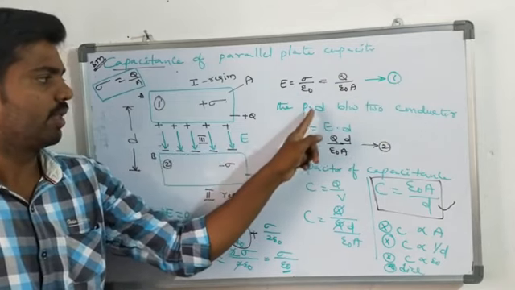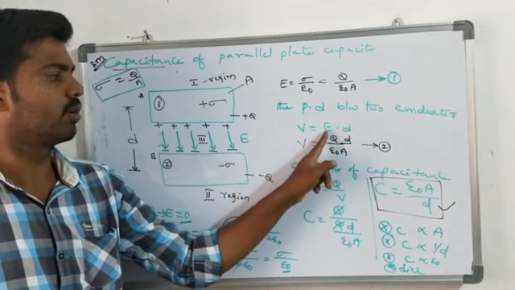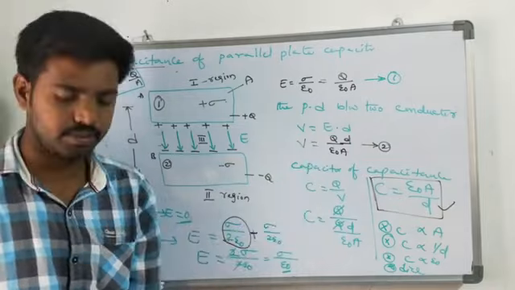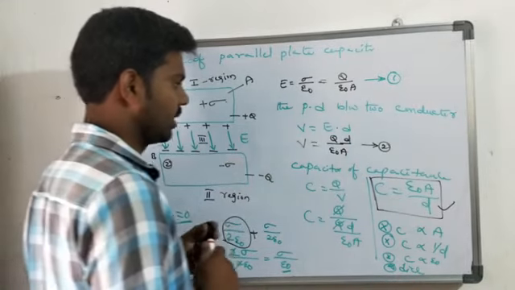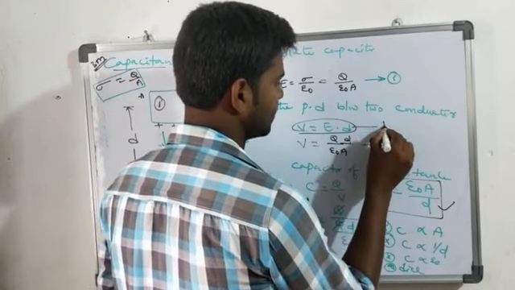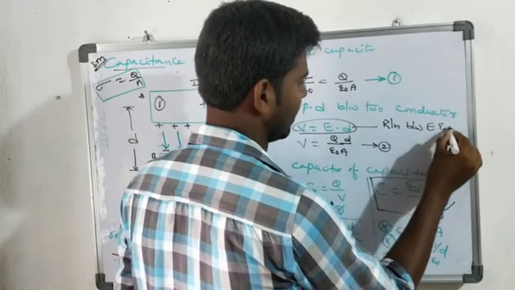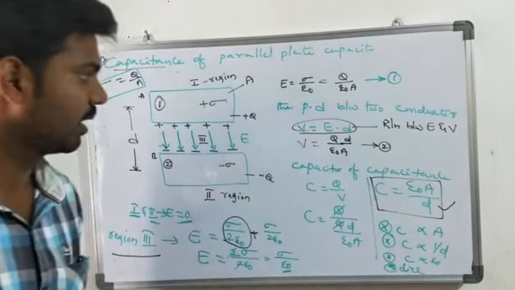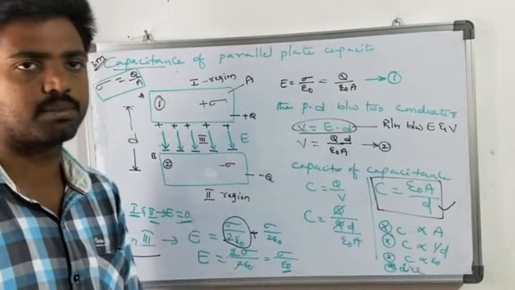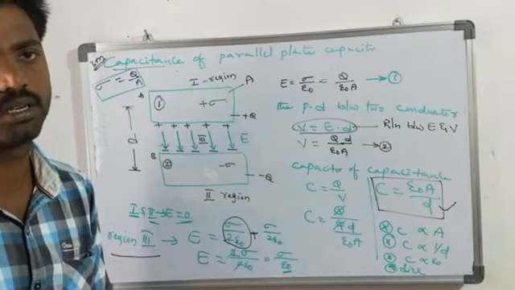Now, what is the potential difference between the two conductors? V is equal to E into D. How does it come? The derivation comes from the relation between electric field and electric potential. V is equal to E into D.